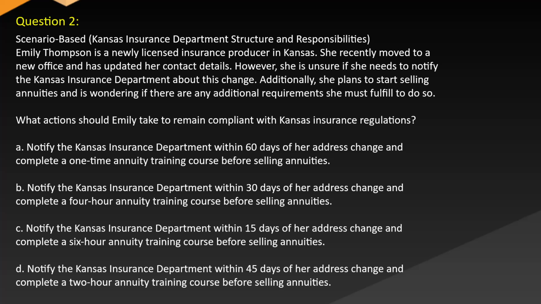A. Notify the Kansas Insurance Department within 60 days of her address change and complete a one-time annuity training course before selling annuities. B. Notify the Kansas Insurance Department within 30 days of her address change and complete a 4-hour annuity training course before selling annuities. C. Notify the Kansas Insurance Department within 15 days of her address change and complete a 6-hour annuity training course before selling annuities. D. Notify the Kansas Insurance Department within 45 days of her address change and complete a 2-hour annuity training course before selling annuities.